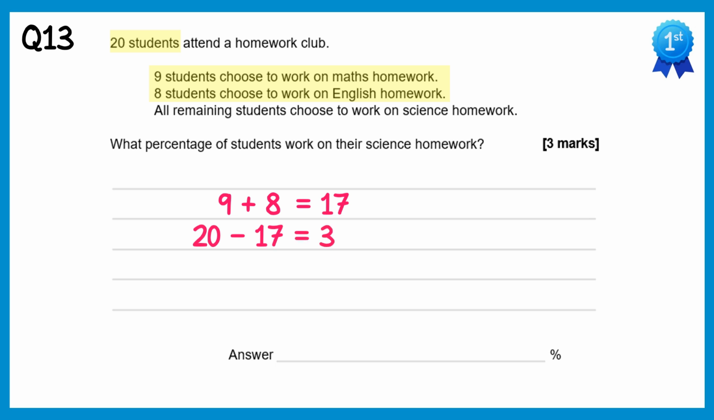But the answer isn't 3, the answer is a percentage. So the fraction of students that chose science is 3 out of the total 20. To turn this into a percentage, I need to write it over 100. To get from 20 to 100, I multiply by 5, so do 3 times 5, which gets you 15. Since it's 15 over 100, that's 15%.